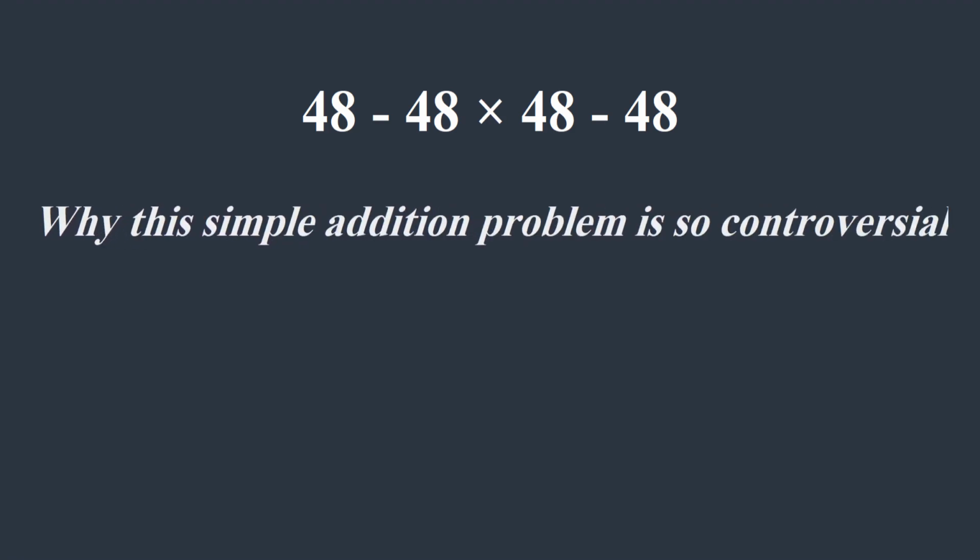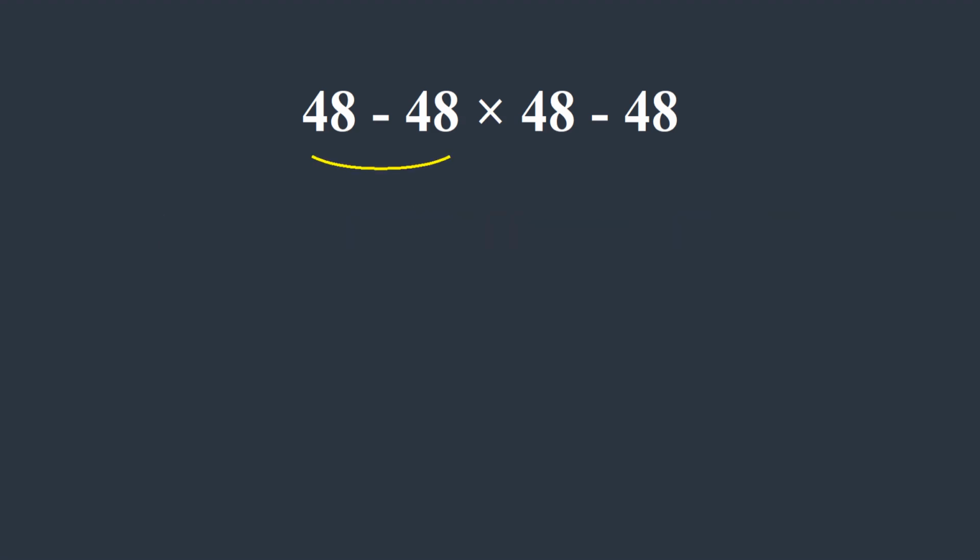In this episode, we have 48 minus 48, which equals 0, times 48 minus 48 equals 0. Now we have this problem, 0 times 0, which equals 0. But this answer is not correct, because according to the order of operations, we must do the multiplication and division, then do adding and subtraction. So first we do this multiplication, then this subtraction, and at last this subtraction.